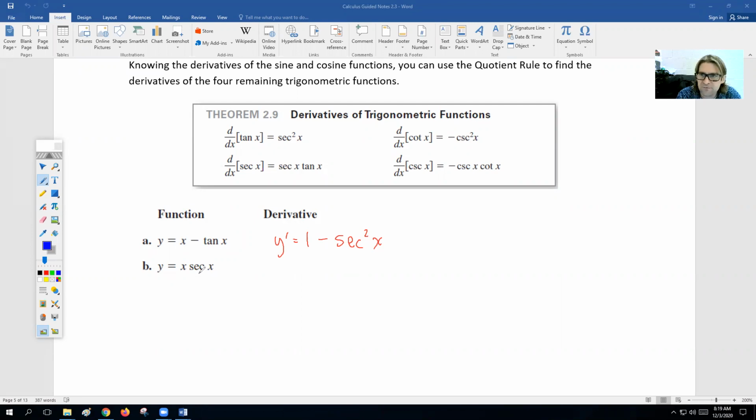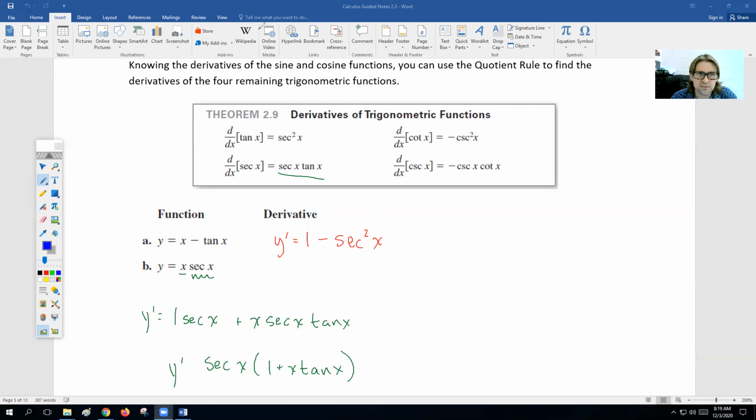The only thing you'd have to watch out for is if it's being multiplied or divided, which we have in part B here. So if we have x times secant, we have to do the product rule. The derivative of x is 1, and we'll leave the secant alone. And then plus, now we'll leave the x alone. The derivative of secant is secant x tan of x. The only thing we could do here is factor out a secant, and we'd get 1 plus x tangent of x. And there's the derivative.